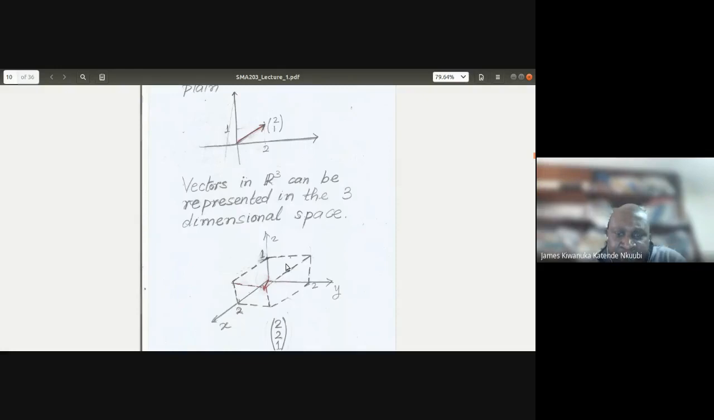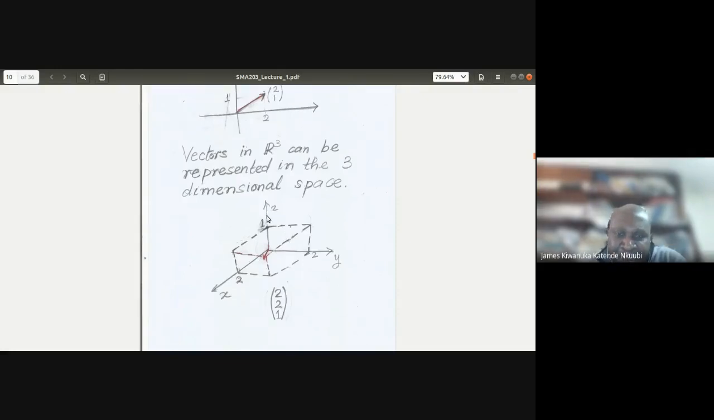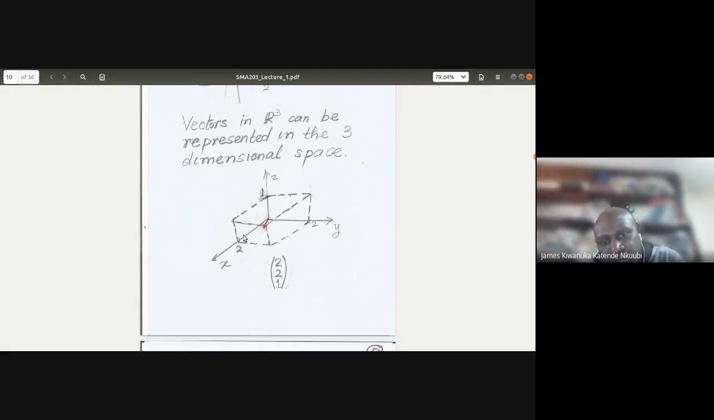You could also do the same in 3 dimensions. In 3 dimensions, you need 3 coordinates, so you need 3 axes: the x-axis, the y-axis and the z-axis. So we want to show the point (2, 2, 1), where the x coordinate is 2, the y coordinate is 2, and the z coordinate is 1. To do this, we'll have to create a small cuboid. It can't be a cube because the sides are not the same length.